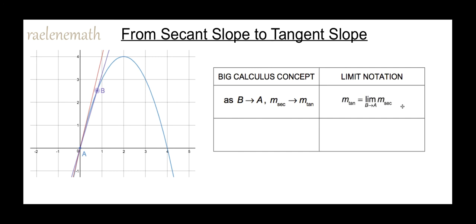And so in limit notation, we express it as m tangent equals the limit as B approaches A of m secant. But the B approaching A isn't specific because point B and point A each have two coordinates. So we specify it by saying the x-coordinate of point B, the second point, approaches the x-coordinate of the point of tangency. And therefore, the secant slope through points A and B approaches the tangent slope at a single point on the curve, A. And A is called the point of tangency. We can express that as limits as well.